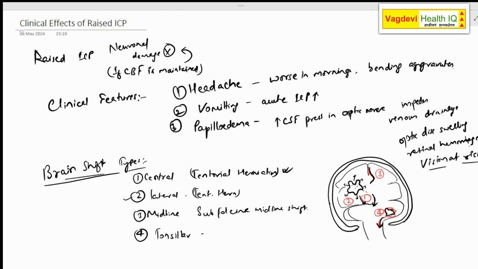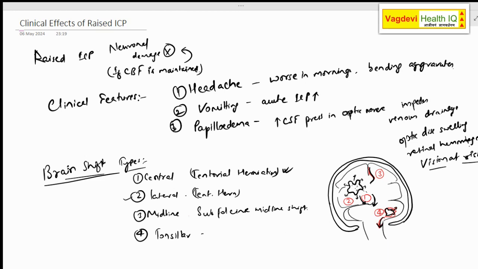It can go upward also. With the tonsillar herniation, which is coming down, its projection can go up also. So projection upward will harm what? It will harm the cerebellum only, right?